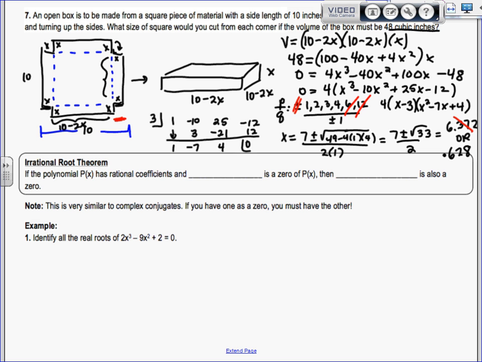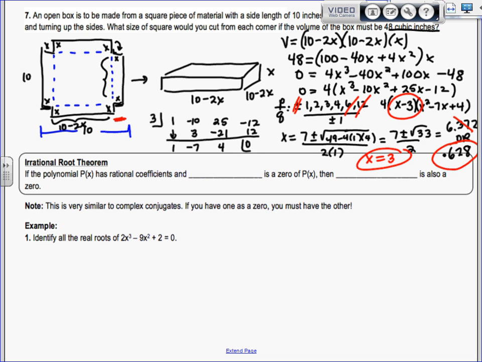Now this creates a really funny looking box. If you only cut out 0.628 inches, which is really hard, that's the weirdest instruction ever. But if we cut out 0.628 inches, it creates a really, really flat box, which still can have that volume. It has that volume of 48, so it works. It's still a solution. So don't rule out the ones where you have to do the quadratic formula. So we get x equals 3 from here, and we get x equals 0.628. It could be either one.